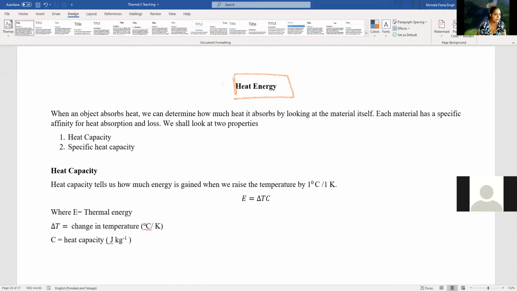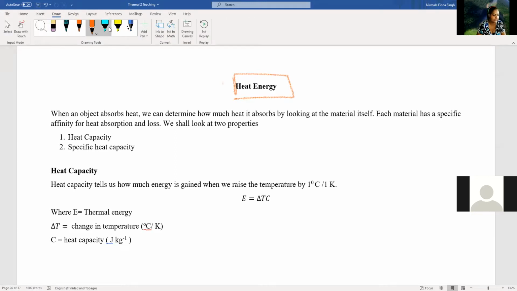So let's read from the screen. I think I did post up the handout quite a while ago on the Google Classroom, so I hope you all have it printed. So reading from the screen, folks.